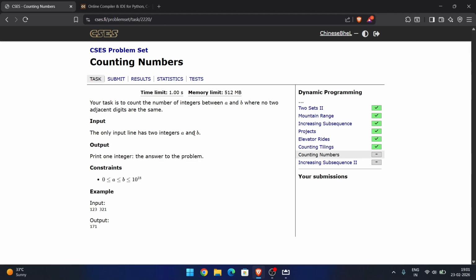Okay, so today we are going to solve the question counting numbers. Your task is to count the number of integers between a and b where no two adjacent digits are the same. And a and b can be up to 10 to the power 18. So that's the question. So what is our question?